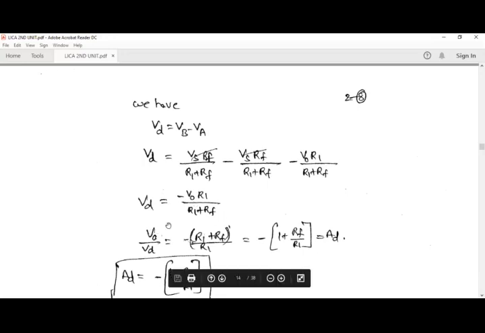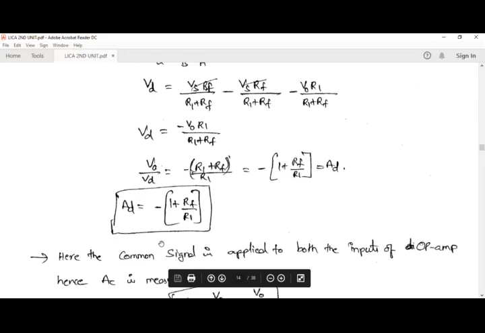Then for V0 by VD, we bring this VD to this side, and bring the R1 by R1 plus RF parameter to this side. So V0 by VD is equal to minus R1 plus RF by R1. This can also be written as minus of 1 plus Rf by R1, that is equal to AD. V0 by VD is equal to AD. So AD is equal to minus of 1 plus Rf by R1.